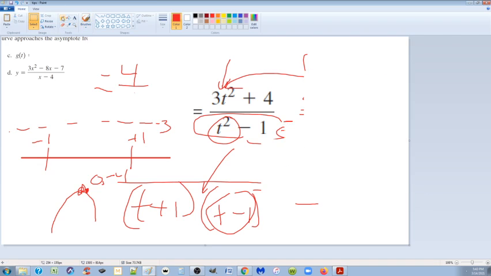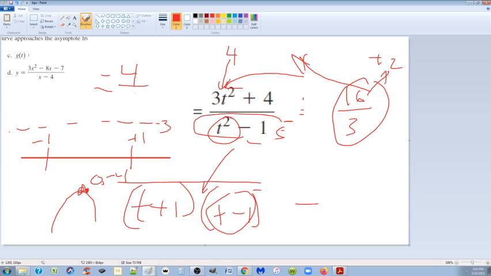So minus 2, I get 4 here. Minus 2 is always going to create a positive 4, and same with positive 2, so it's going to be the same result. So up here I get 4, I get 12, plus 4, I get 16, and down here I get 3. And I'm going to get 16 over 3 for positive 2 and negative 2, because positive 2 and negative 2 squared are the same thing. So this is the result.